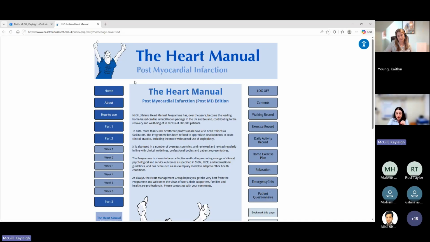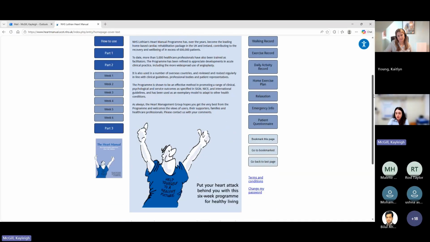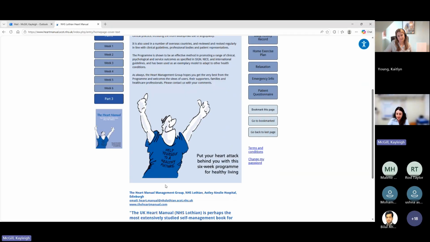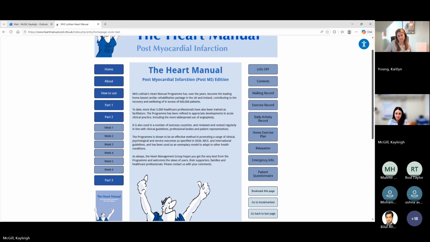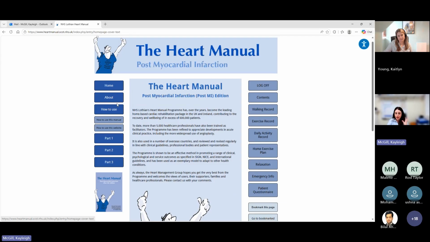And then similarly on the About page, this goes into more detail on the history of the heart manual. And you'll see at the bottom here, there is a link to our website, so they can really get a feel for what the heart manual is and what we do here as a department. And then you'll see the How to Use tab. So you have the How to Use This Manual section and the How to Use This Website section.